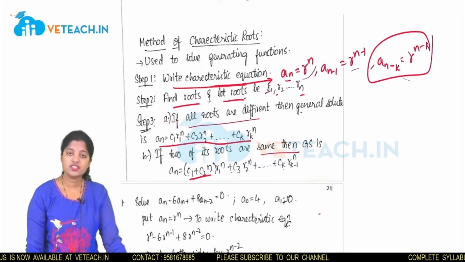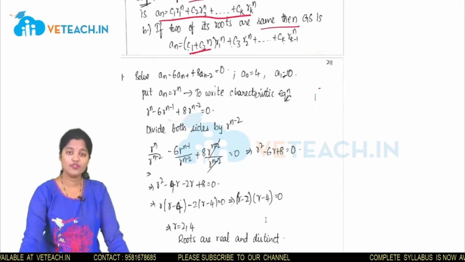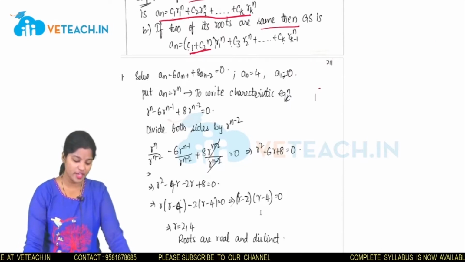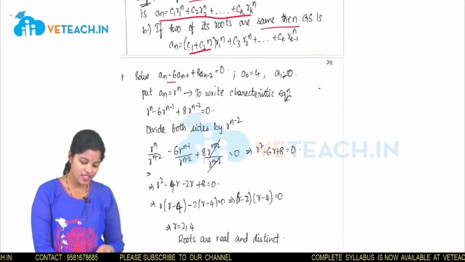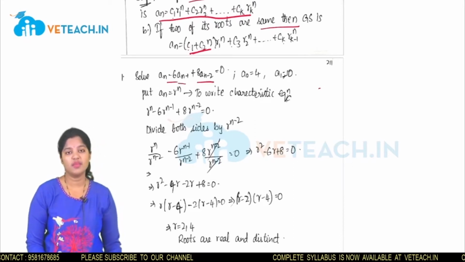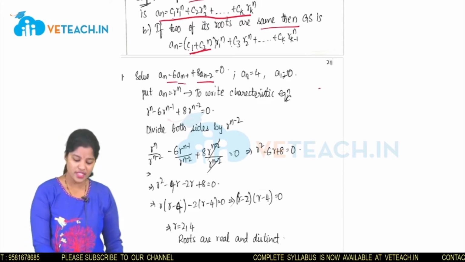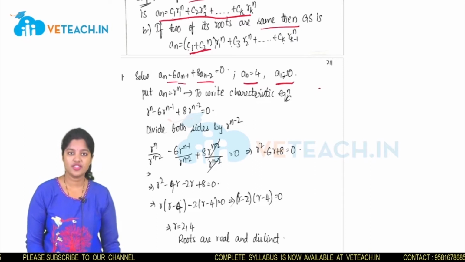So these are the steps to be followed. Now we will see how the problem is solved. This is one of the easiest methods, students. Listen carefully. Here the question is: solve a_n = -6 a_(n-1) + 8 a_(n-2) = 0, with a_0 = 4 and a_1 = 10. These are the initial conditions given.